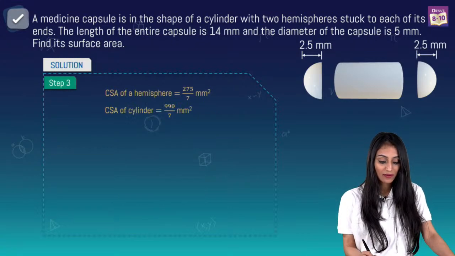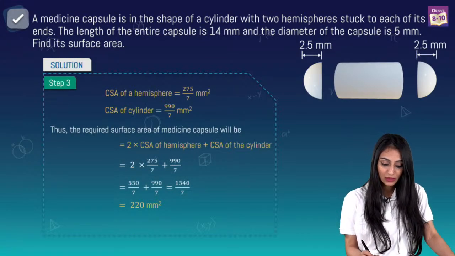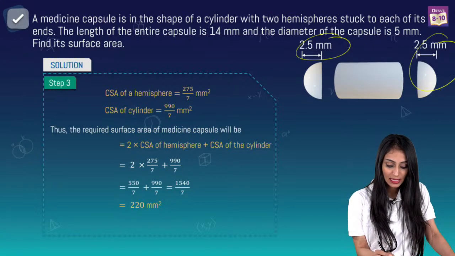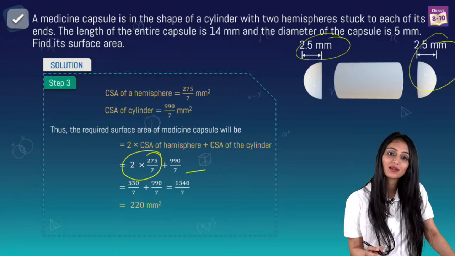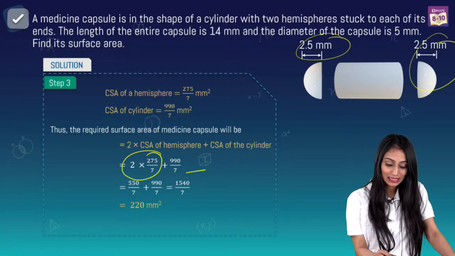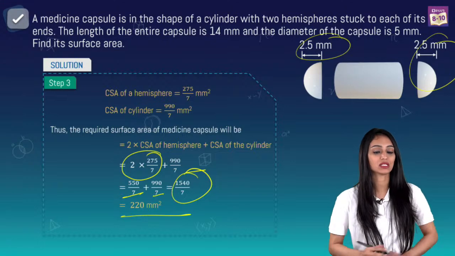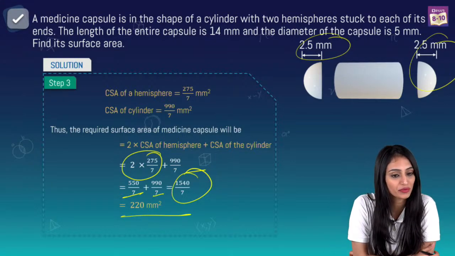Okay, so now we have the curved surface areas for both of them. Since we have two hemispheres, I'll simply multiply that with 2, plus the curved surface area of the cylinder. That becomes 550 by 7 plus 990 by 7, 1540 by 7, which is 220 millimeters square. Absolutely right answer. All of you are giving the right answer.